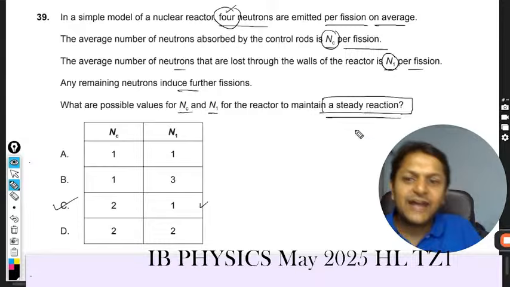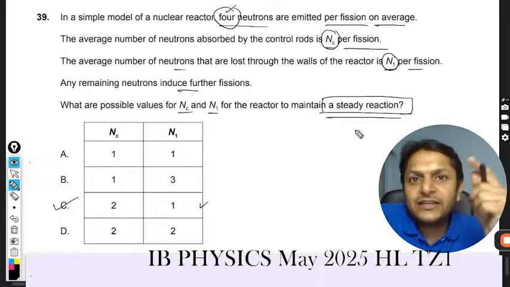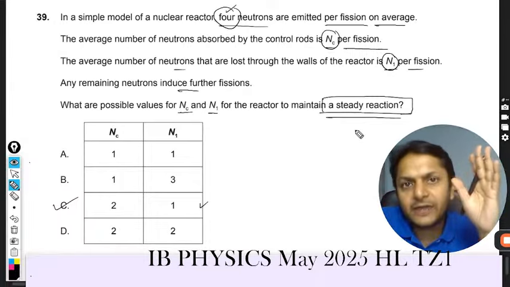So for the steady reactions, the sum total of NC and N1 should be 3, so that there will be only 1 neutron that will be remaining.